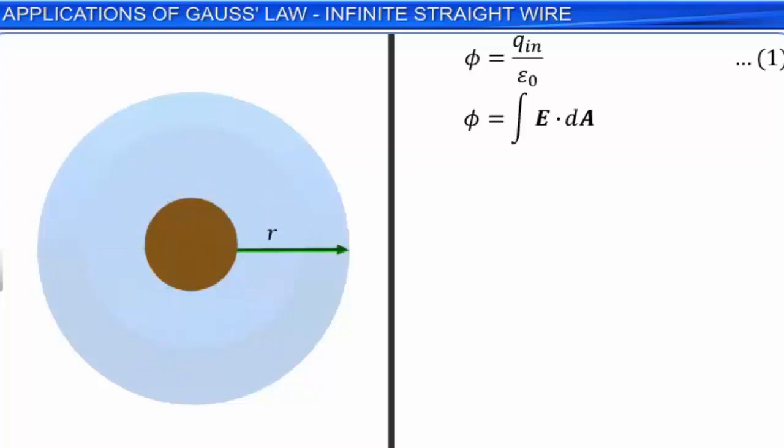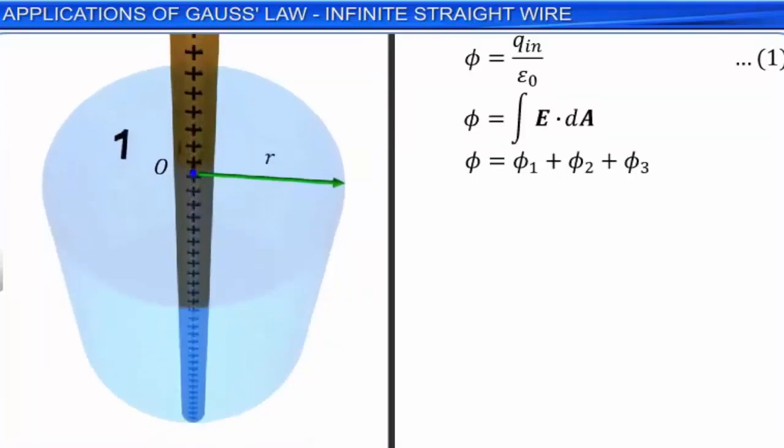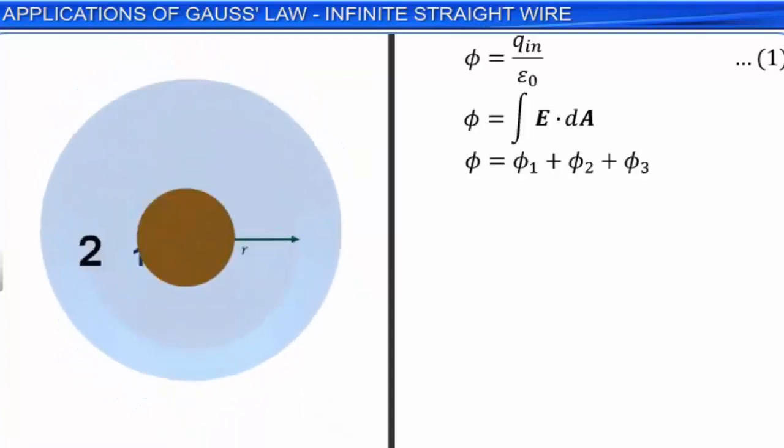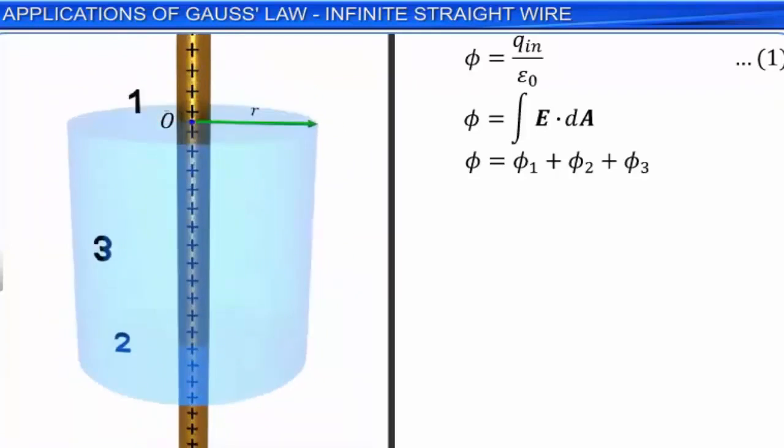If we calculate the net flux phi through the Gaussian surface, the net flux through the surface will be the sum of electric flux phi 1, phi 2 and phi 3 through the surfaces 1, 2 and 3 respectively, as shown. Surfaces marked 1 and 2 are the circular surfaces of the Gaussian cylinder, and the surface marked 3 is the curved surface of the cylinder.